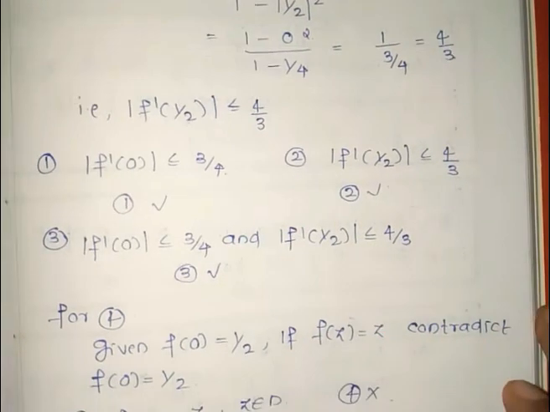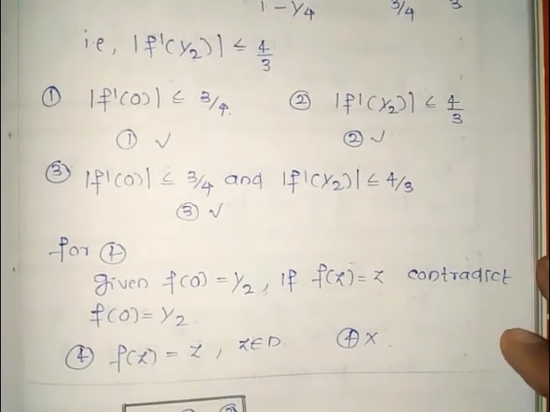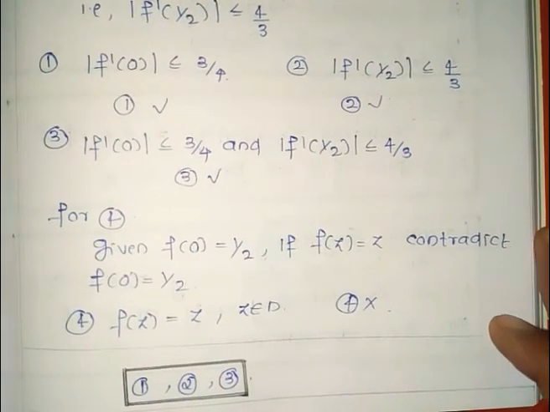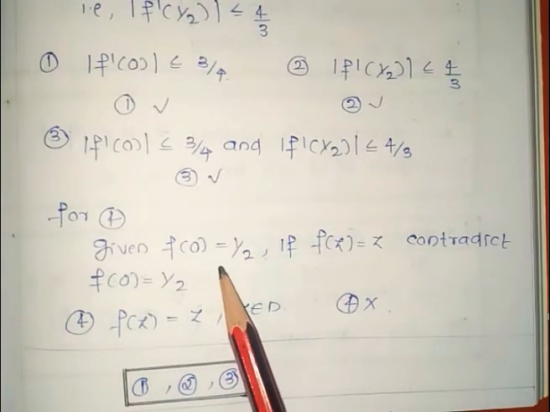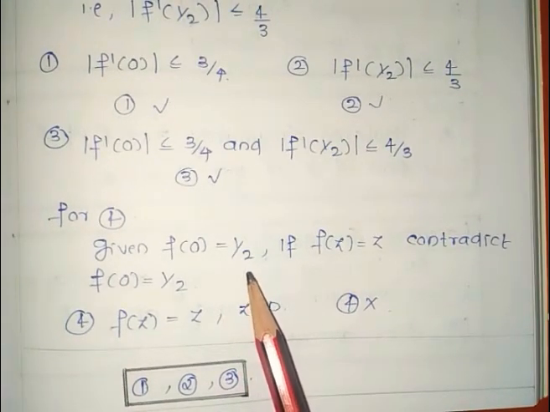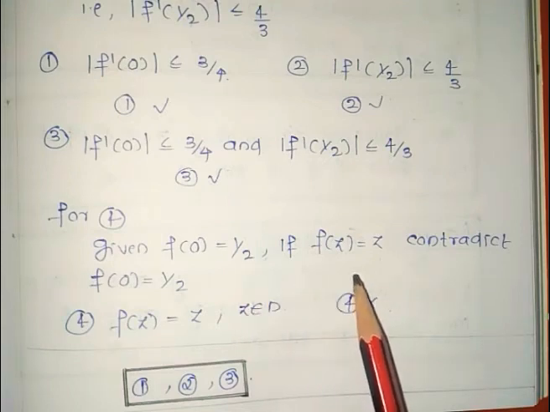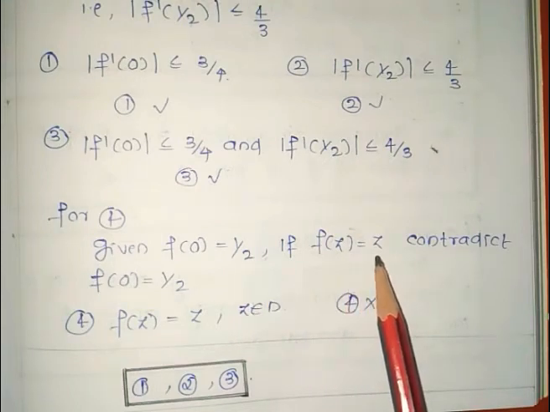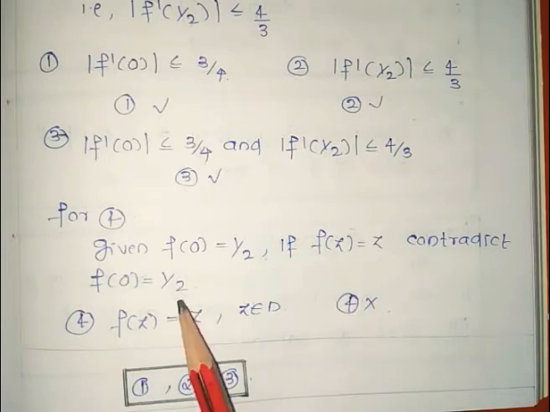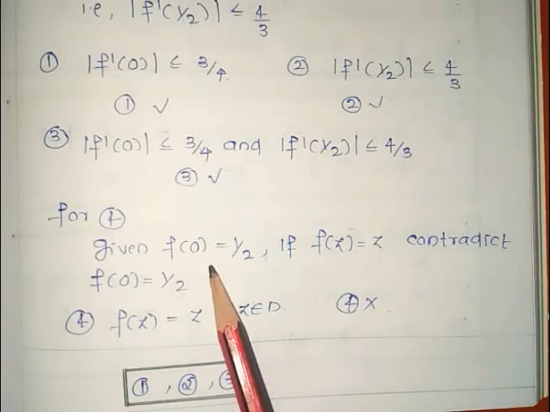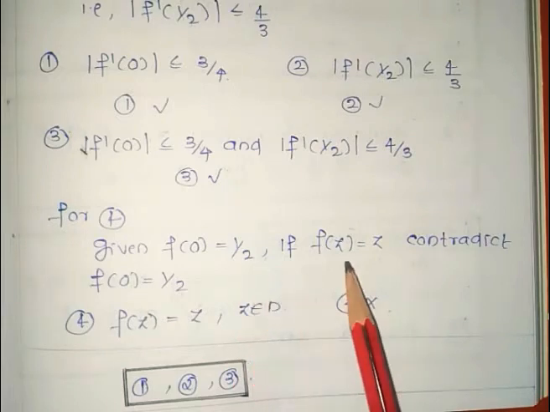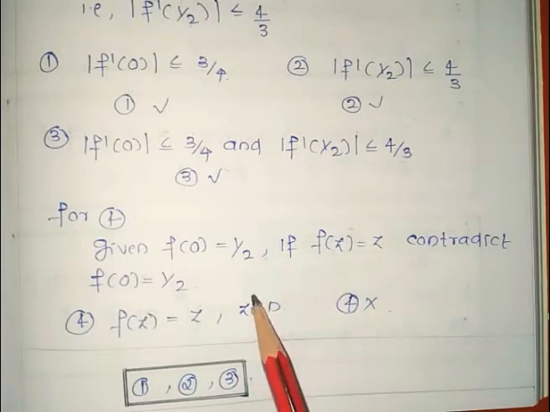Now our fourth option says that f of z is equal to z for all z belongs to D. We are given that f of 0 is equal to 1 by 2. If we suppose that f of z is equal to z is true, then f of z equal to z implies that f of 0 is equal to 0. But we are given that f of 0 is equal to 1 by 2. So f of z equal to z contradicts the given condition. Therefore our fourth option, which says that f of z is equal to z for z belongs to D, is a wrong statement. So our fourth option is wrong.